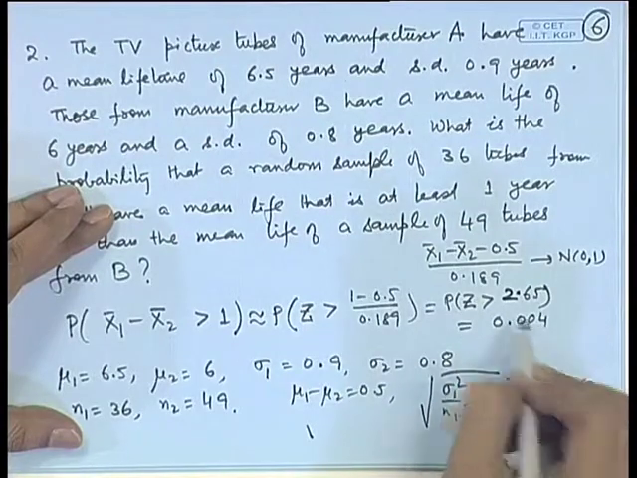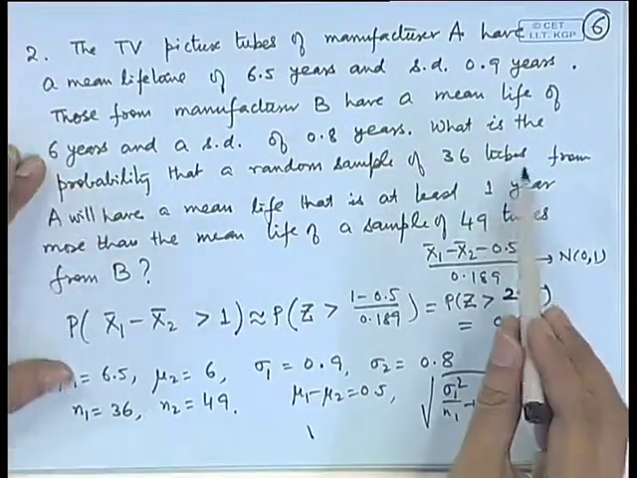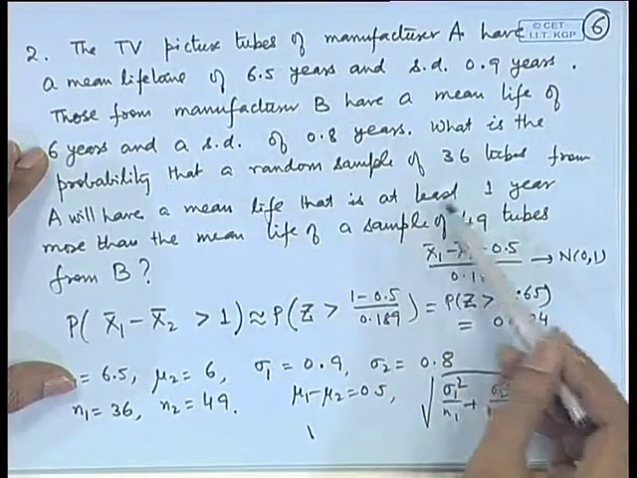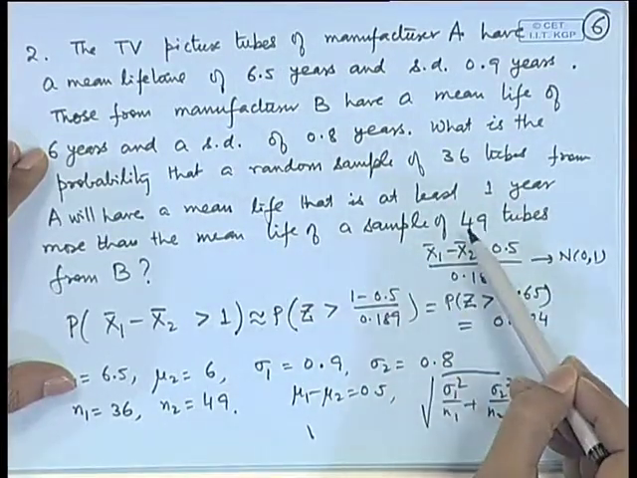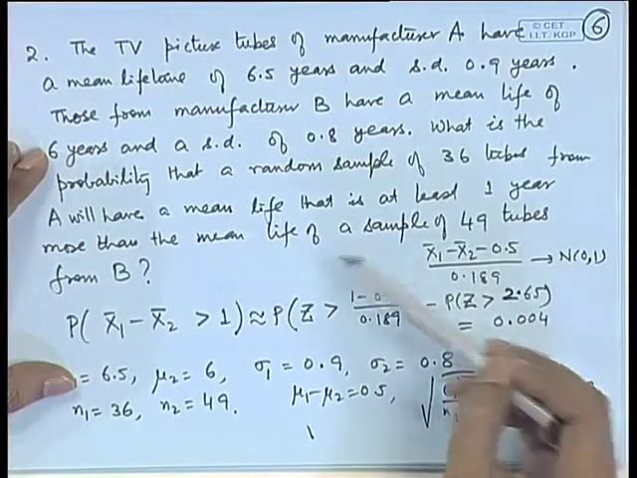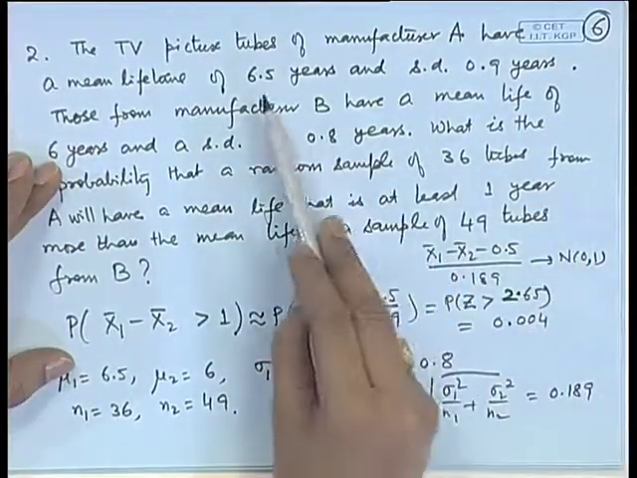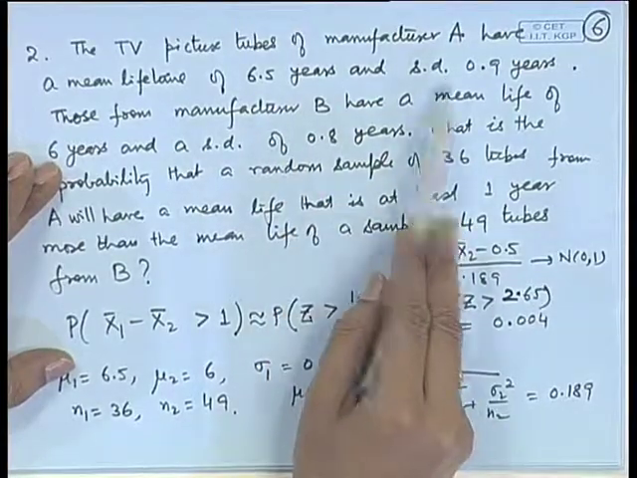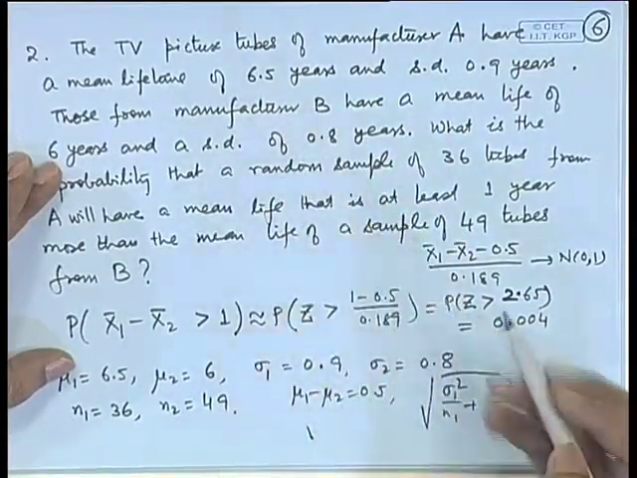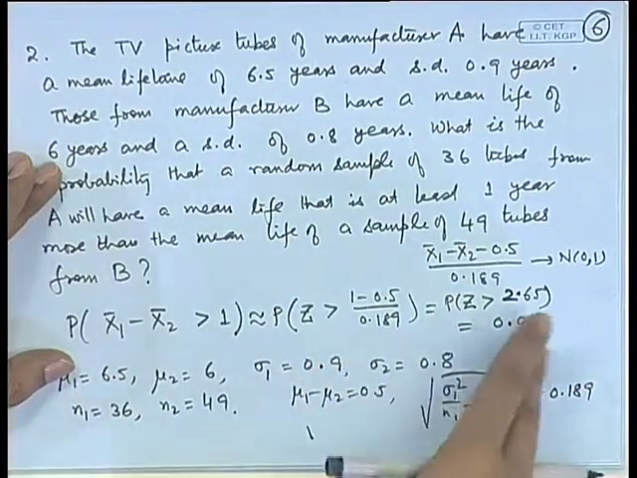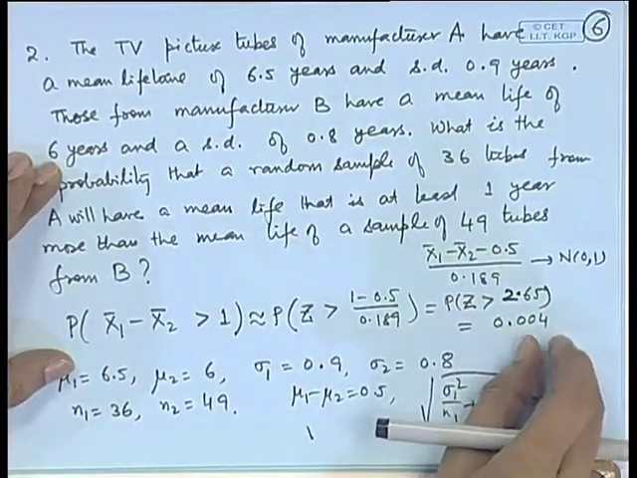So, the probability that a random sample of size 36 from A will have a mean life at least 1 year more than the mean life of another sample of 49 from B is extremely small. Here you see that actually the mean life difference is only 0.5 year. So, we are expecting the sample means to have a difference of 1. So, the probability of that is going to be very small.